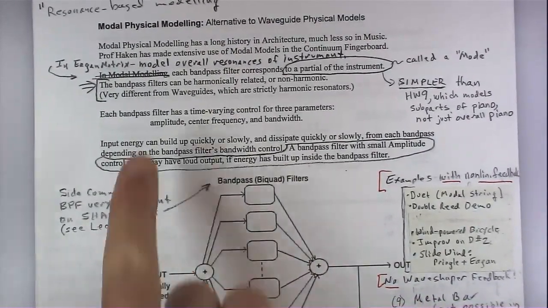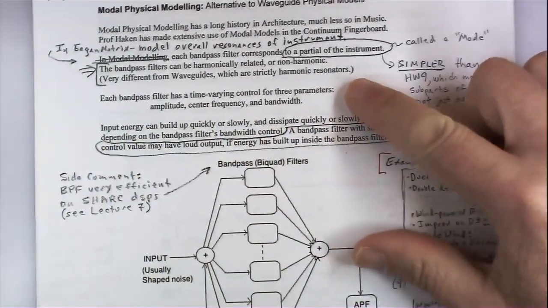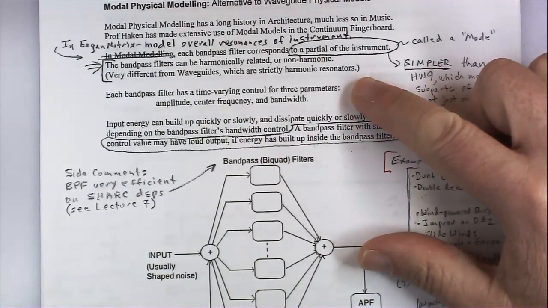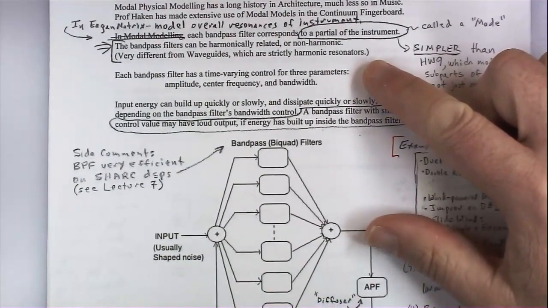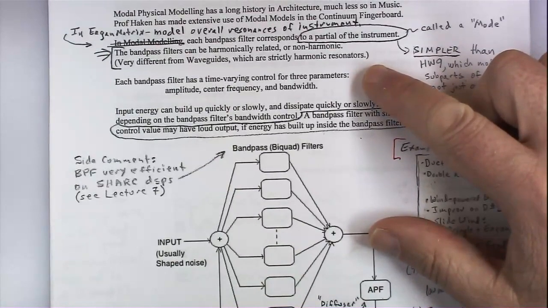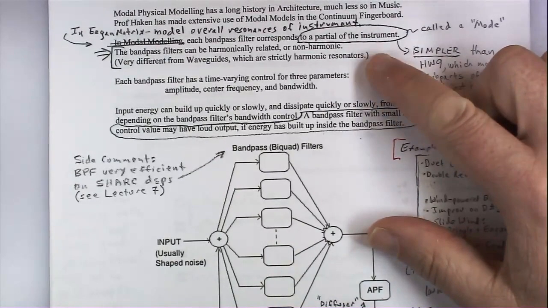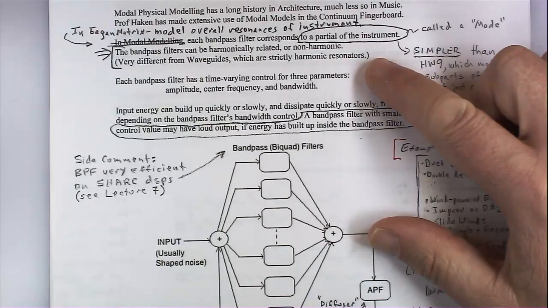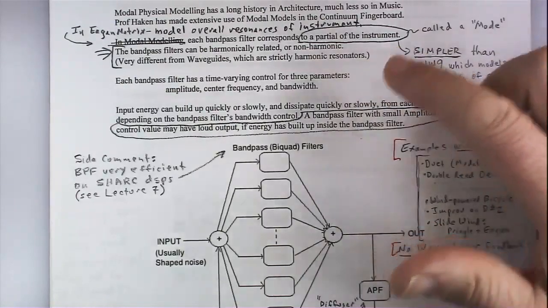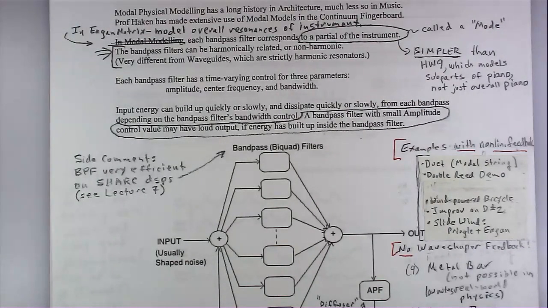Okay, so bandpass filters here. We talk about resonances. Well, let's get even lower level. Biquad bandpass filters, that's what I actually use. Simple biquad bandpass filters are very different from waveguides because they can be harmonic or not harmonic. For each bandpass filter, you can control its bandwidth and its frequency, which in a waveguide model is a result of your waveguide and the system that you're simulating. You don't directly control it.